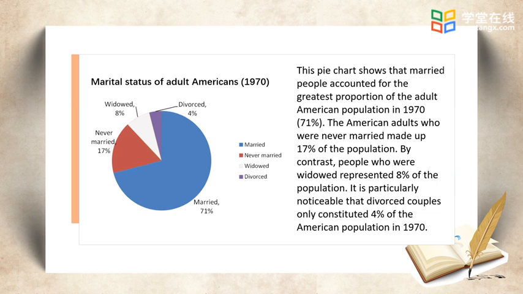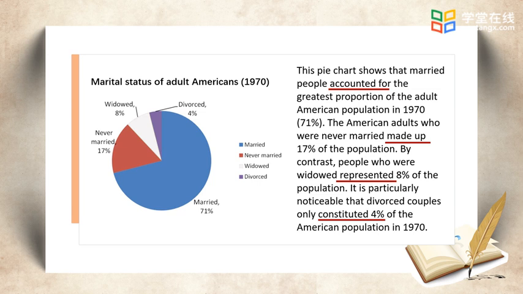In the first sentence, we can find the phrase account for. In the second sentence, we can find the phrase make up. In the third sentence, we can find the word represent. In the fourth sentence, we can find the word constitute. Those are useful expressions for describing percentages in pie charts.